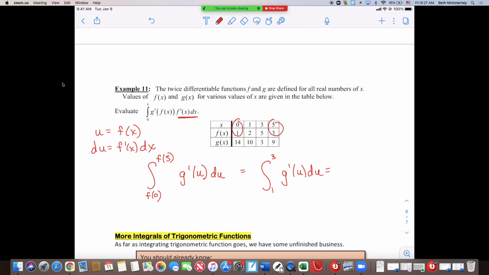But what do we know about the integral of g prime? Just in general, what is the integral of g prime? G, right? So then this is going to be g of 3 minus g of 1. Well, then you're going to look at your table. G of 3 happens to be 3. G of 1 is 10. So that's negative 7.